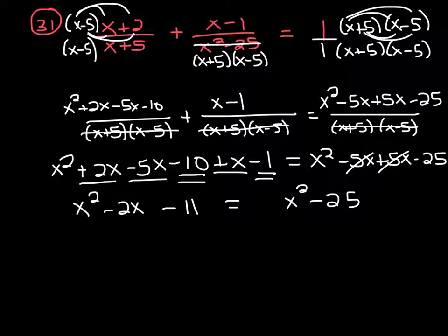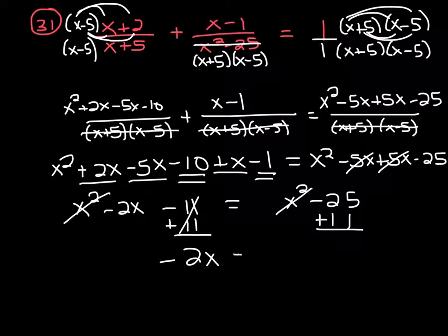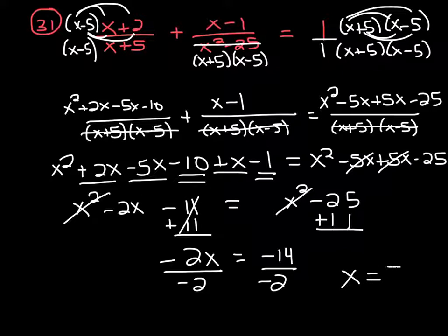Now these x squareds, if you have one on the left-hand side of the equation and one on the right-hand side, you could subtract x squared from both sides, but what's going to happen is they're going to cancel. So now I'm left with negative 2x minus 11 equals negative 25. So let's just add 11 to both sides. That leaves us with negative 2x equals negative 14. And when you divide both sides by negative 2, it leaves us with x equals positive 7.